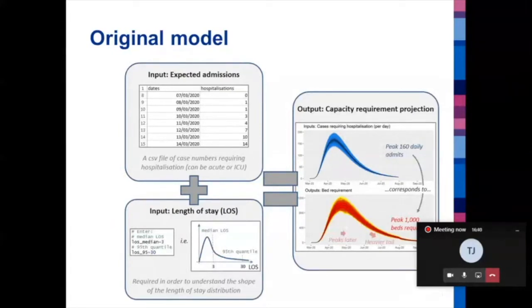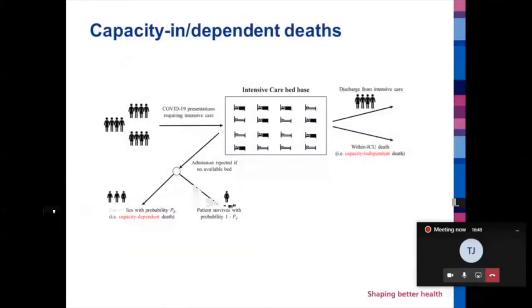So building in the capacity constraint requires us to think about what happens if capacity or demand for an intensive care bed cannot be met. So this slide shows the difference between capacity dependent and independent deaths. I don't know whether you can see my mouse here. I'll try and point to the bits I'm talking through. We'll have a demand here for COVID-19 presentations requiring intensive care by day. They will be requiring a bed. We have a fixed number of beds.